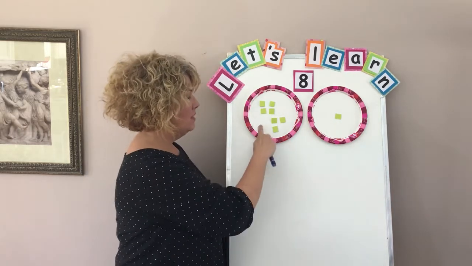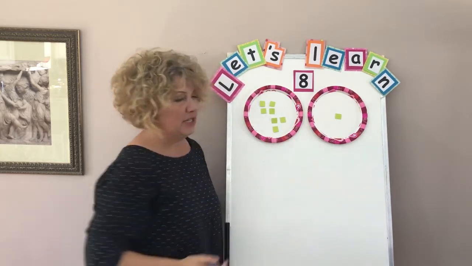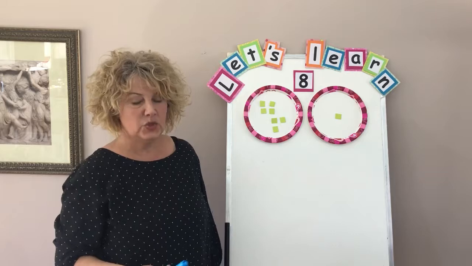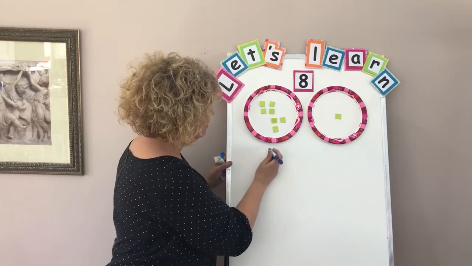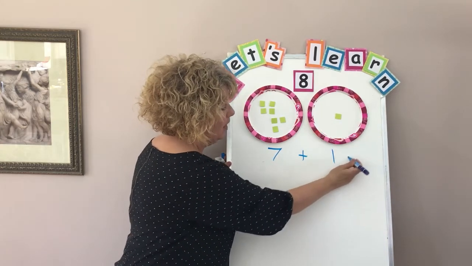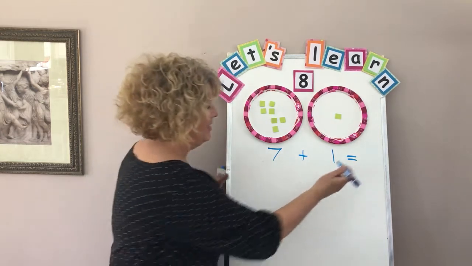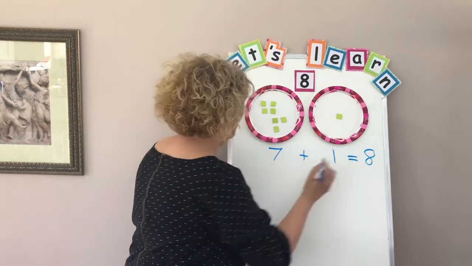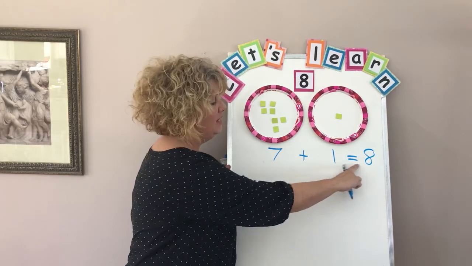We have 7 squares plus one more square. And all together, how many squares do we have? We have 8 squares. Let's write a number sentence to go with this picture. So we have 7 squares plus we have one more square. And all together that equals how many squares again? Yep, 8. 8 all together. 7 squares plus one more square, and that equals 8.